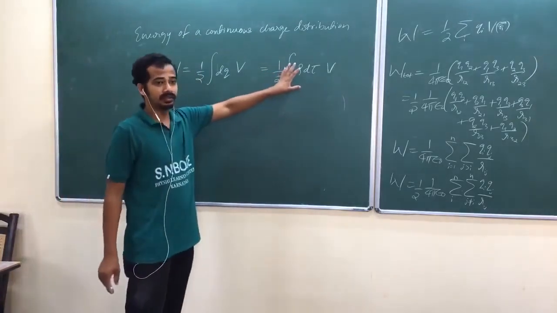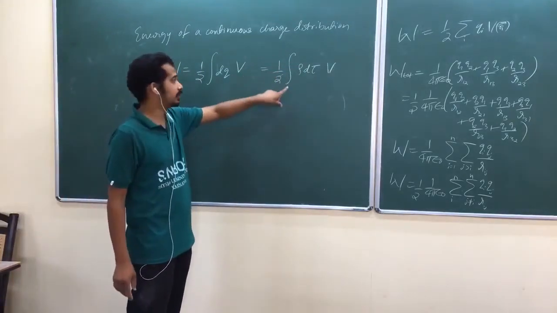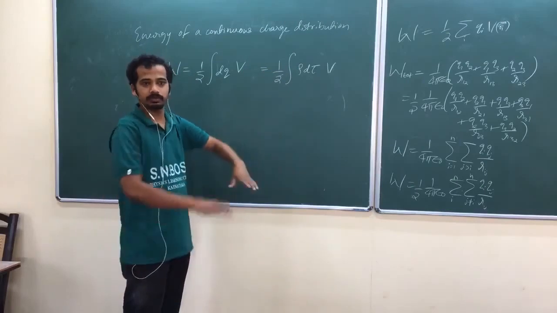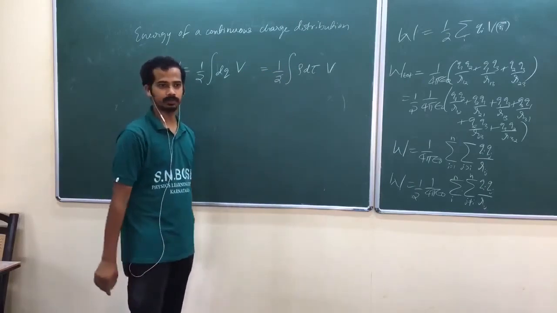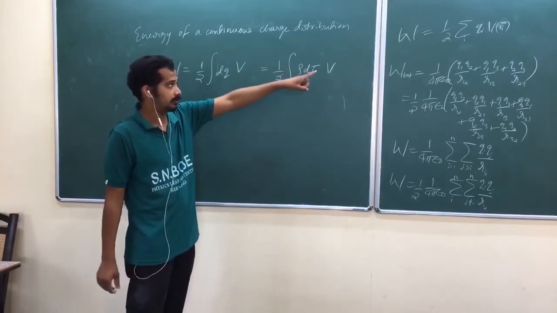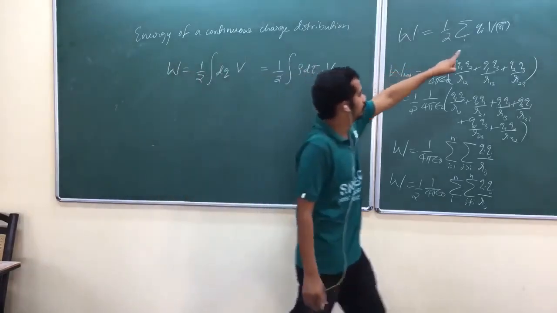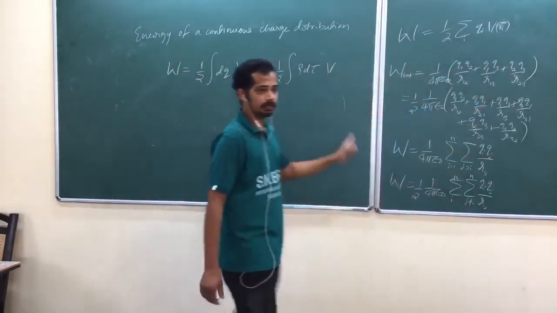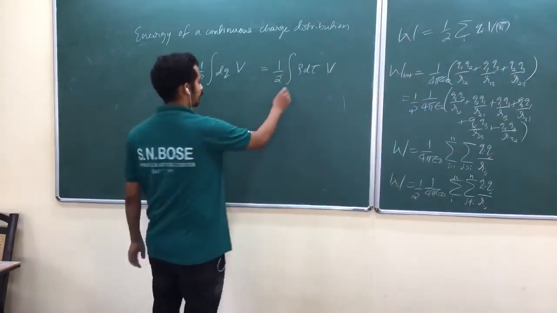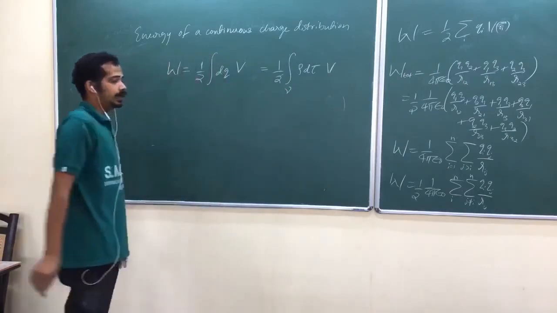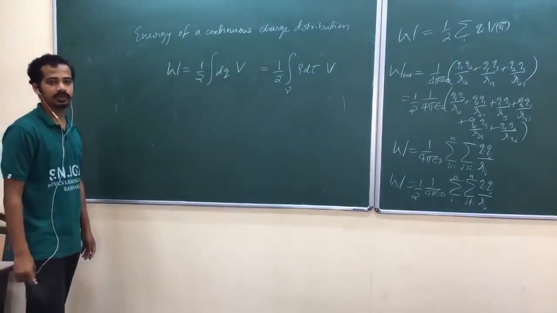Where does this run? This runs in the region of the charge. Outside the region, potential exists, remember, but you have to run that summation only in the region of the charges. Am I right? Same thing is extended to the volume integral. That volume integral runs in the region of the charge.